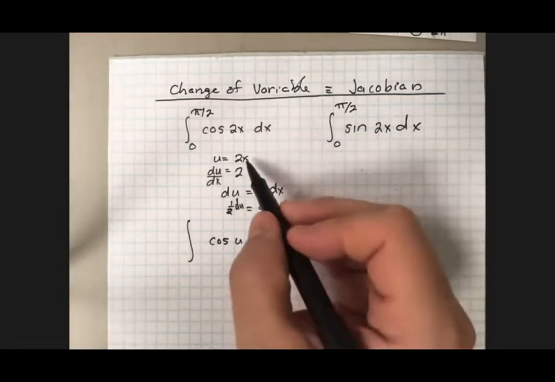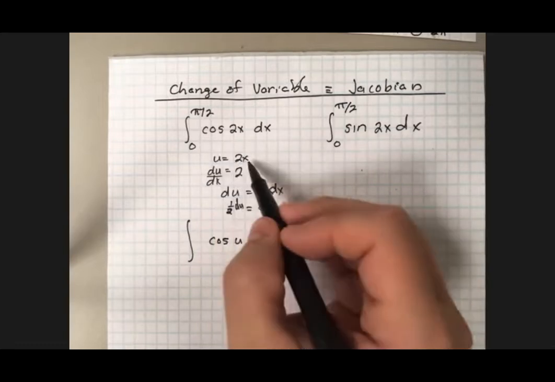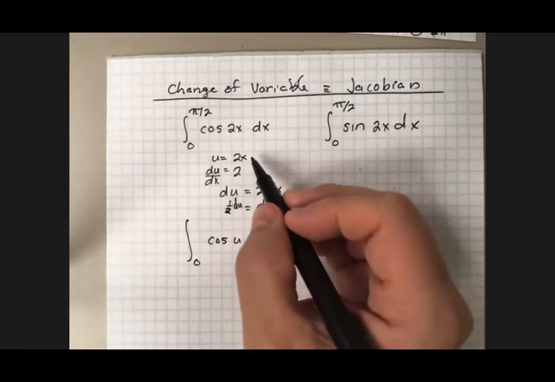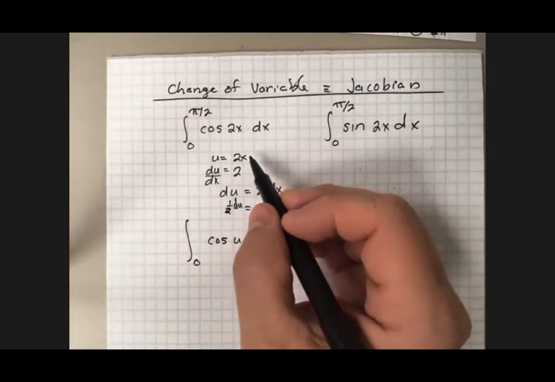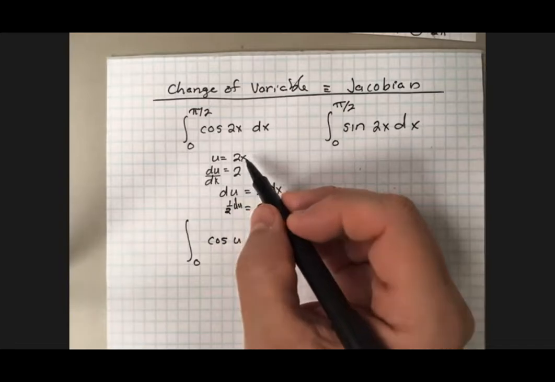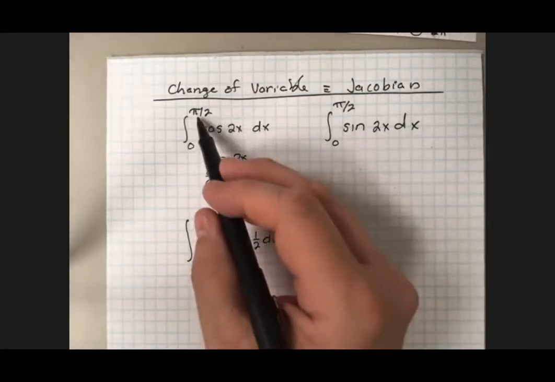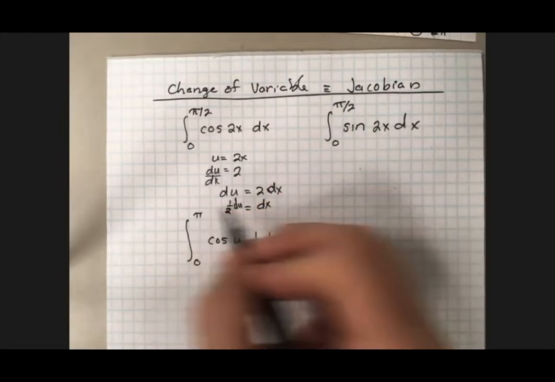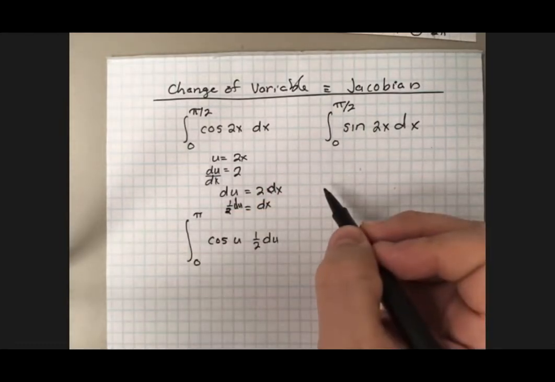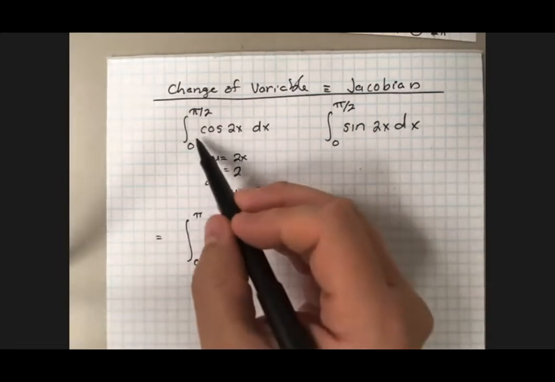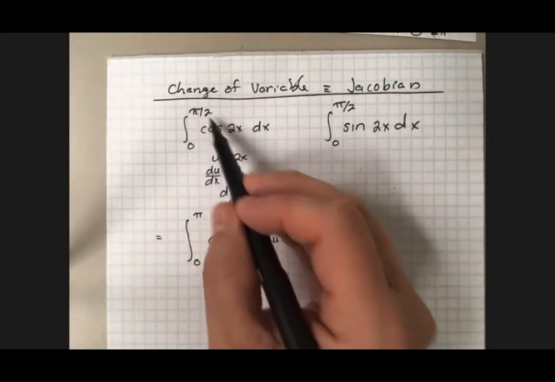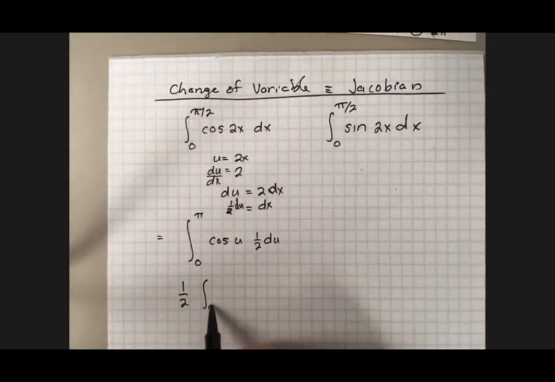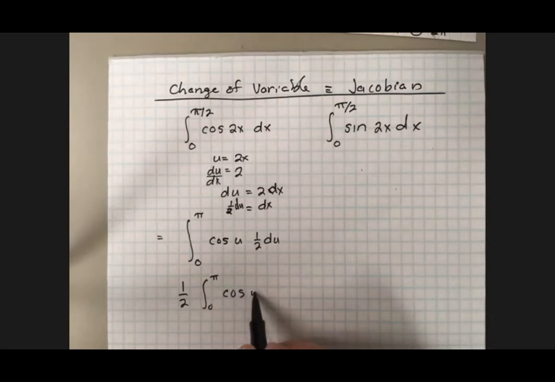And then if you were to change the limits of integration, if x is 0, u is 0. Since this is a simple linear case, I am allowed to do this without any fear. Usually I'd put back what the x is at the end. And if x is equal to pi/2, then u is equal to pi. And what you ended up saying is the integral of cosine 2x from 0 to pi/2 is worth the same as the 1/2 of the integral from 0 to pi cosine u du.